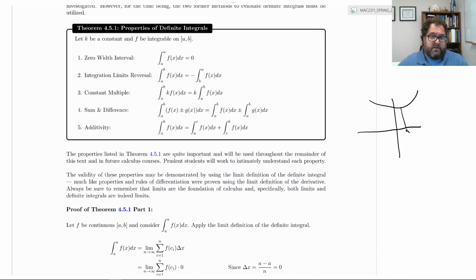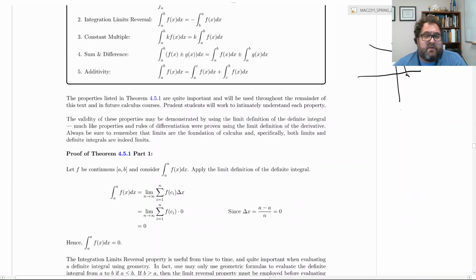Now we can show it's true using the limit definition. Just like with all of our derivative properties, where we could use the limit definition of the derivative to show those true, here we can use the limit definition of the definite integral to show this property is true. So if we want to show the definite integral from a to a of f of x dx is 0, let's use the limit definition.